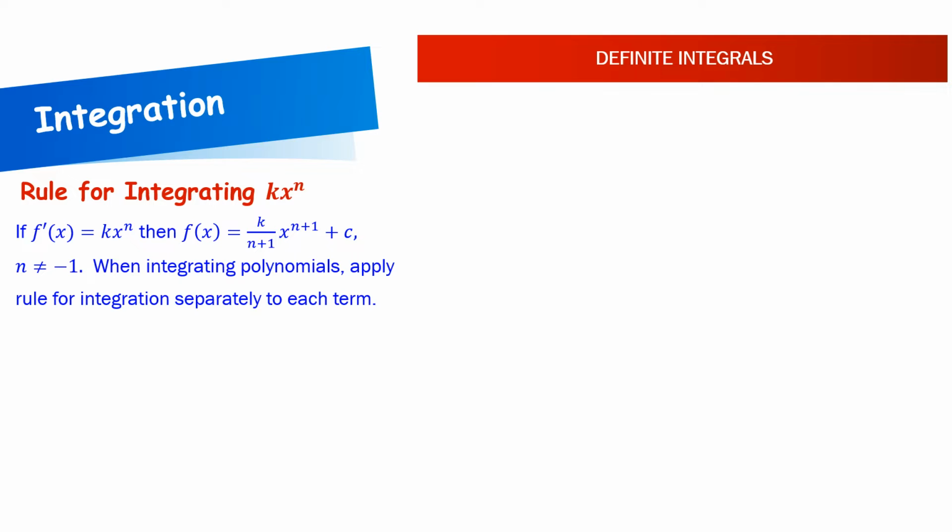Recall the rule for integrating kx to the power n. If f dash of x equals kx to the power n, then f of x equals k over n plus 1 times x to the power n plus 1 plus c, where n does not equal minus 1. When integrating polynomials, apply the rule for integration separately to each term.